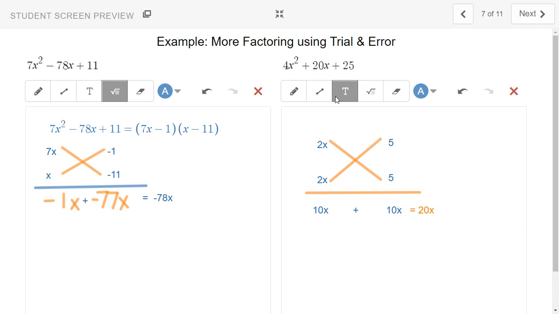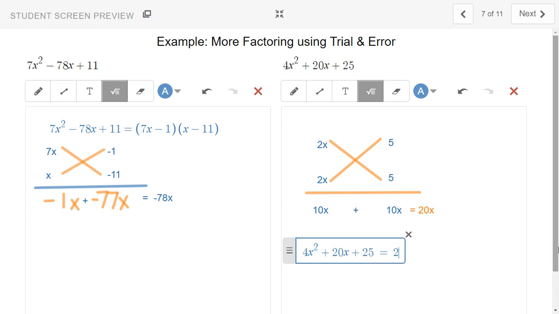I'm going to take my first bracket and my second bracket, and we could say 4x squared plus 20x plus 25 equals 2x plus 5 times 2x plus 5. Okay, so that is the end of the second method using trial and error. You could choose whichever method works best for you.